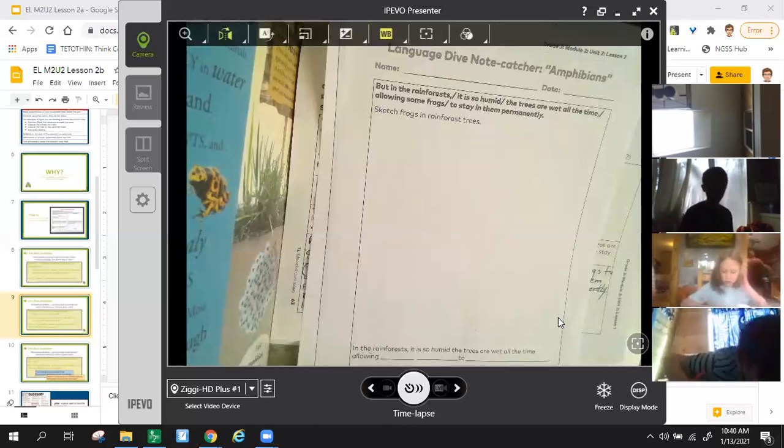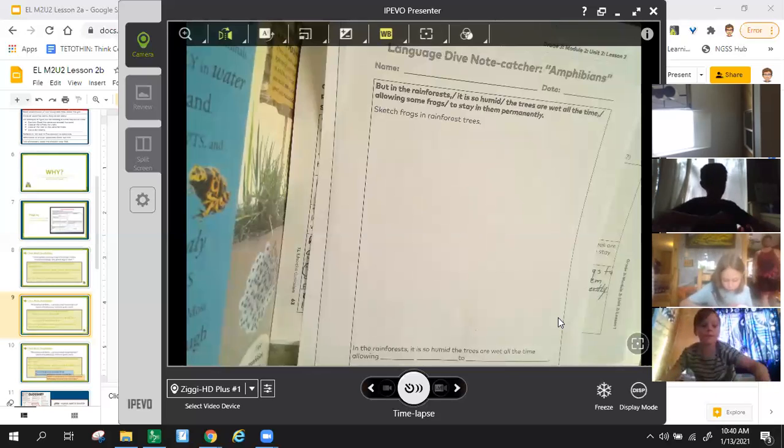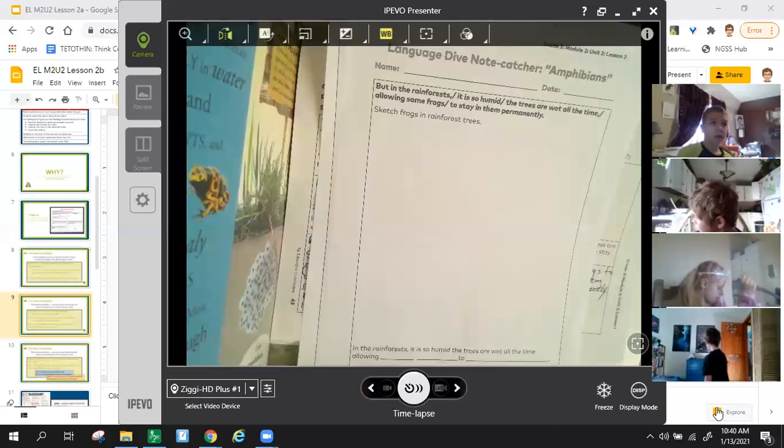Good. Okay. So if we know that the trees are wet all the time, are the frogs going to be at the bottom of the tree then? Or the top of the tree, do you think? Or the middle of the tree? Where do you think those frogs might be?